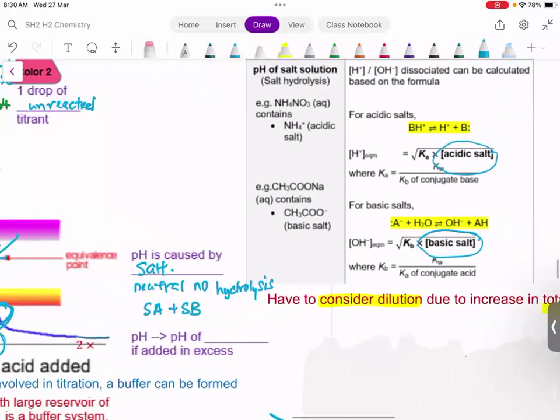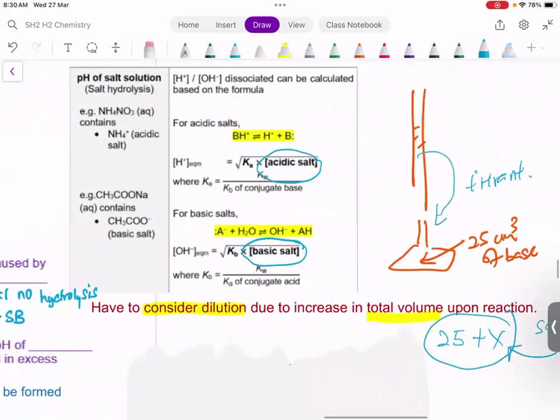Okay, so let's look at the last part. Oh, we don't learn weak acid and weak base. We only learn 3 categories: strong acid, strong base; weak acid, strong base; weak base, strong acid. Only these 3.